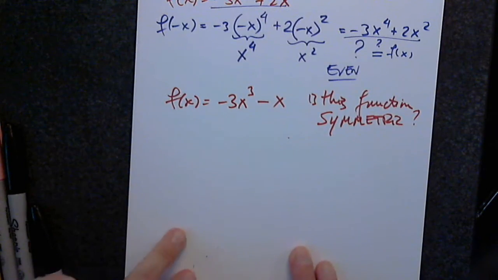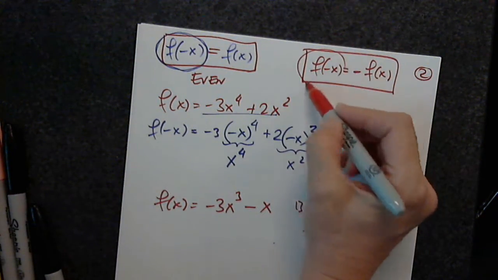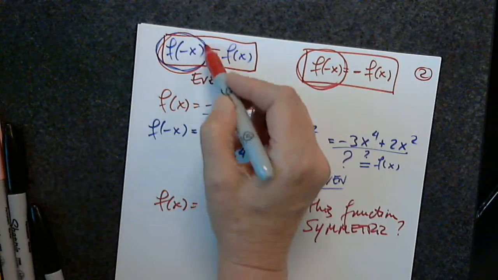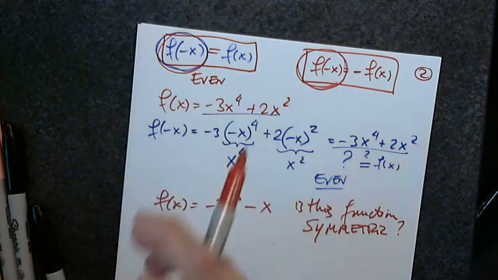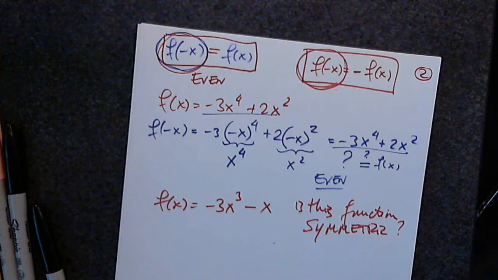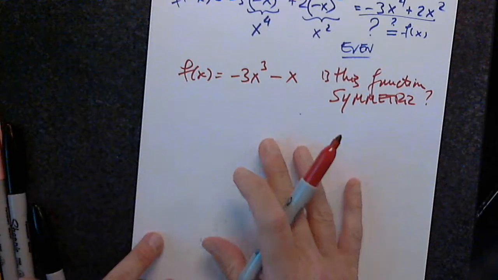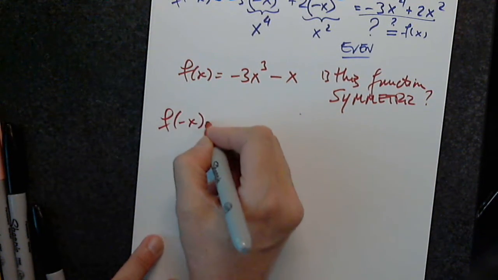So what do we have to calculate? Obviously, no matter what the answer is, what do we have to calculate? Every time I'm asked, is this function symmetric? What do I have to calculate? Of course, f of negative x. So please tell me what to write.